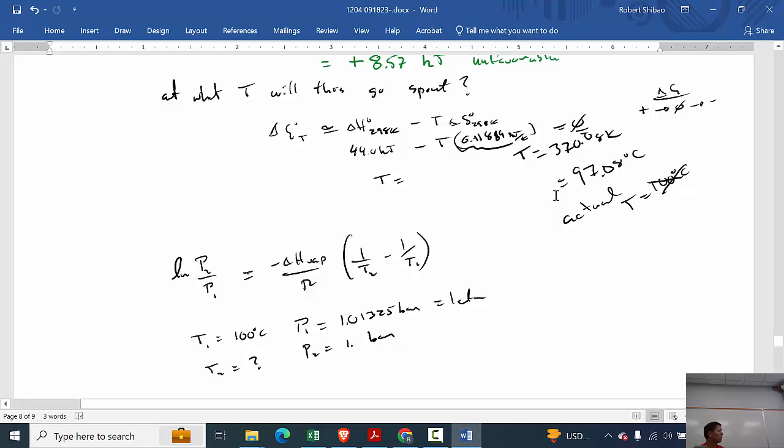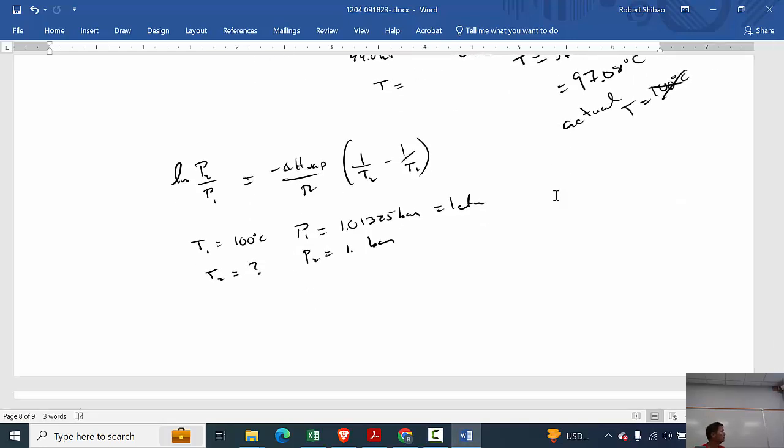So let's go ahead and plug this in here. I could either use bar or atmosphere. I'm going to use bar. So this is going to be 1 over 1.01325 is equal to my delta H, I just calculated it, is minus 44.0 kilojoules per mole.